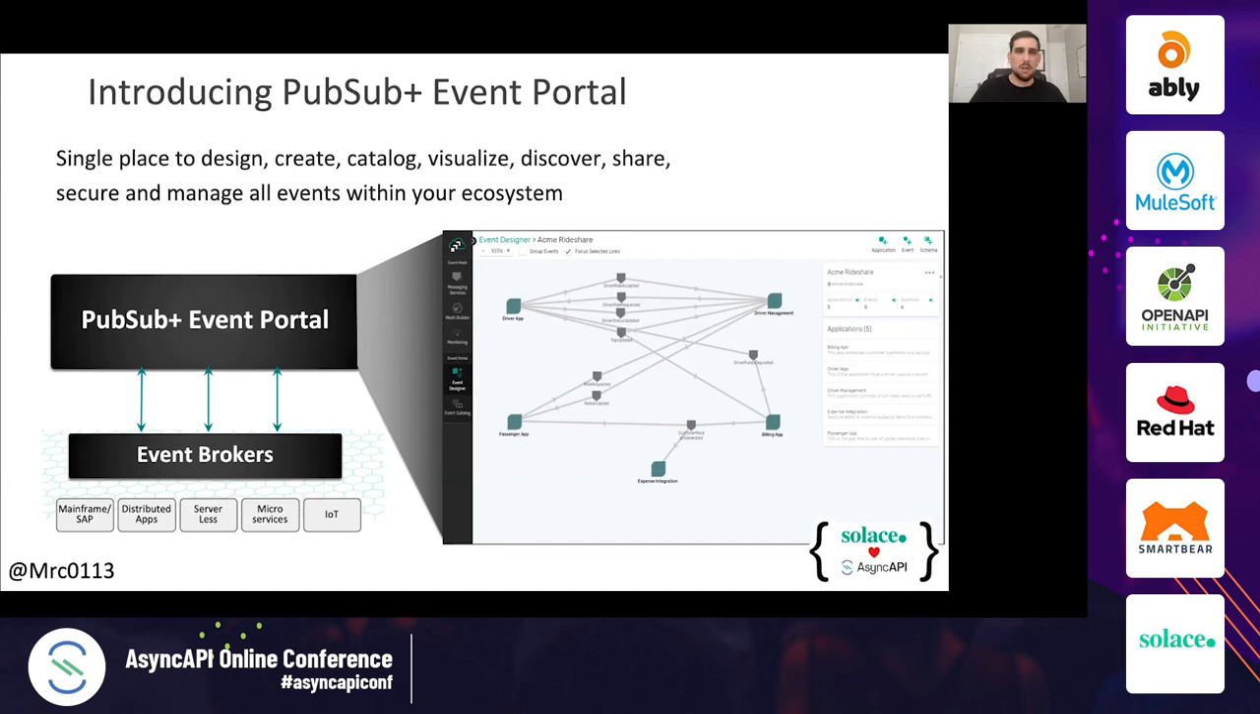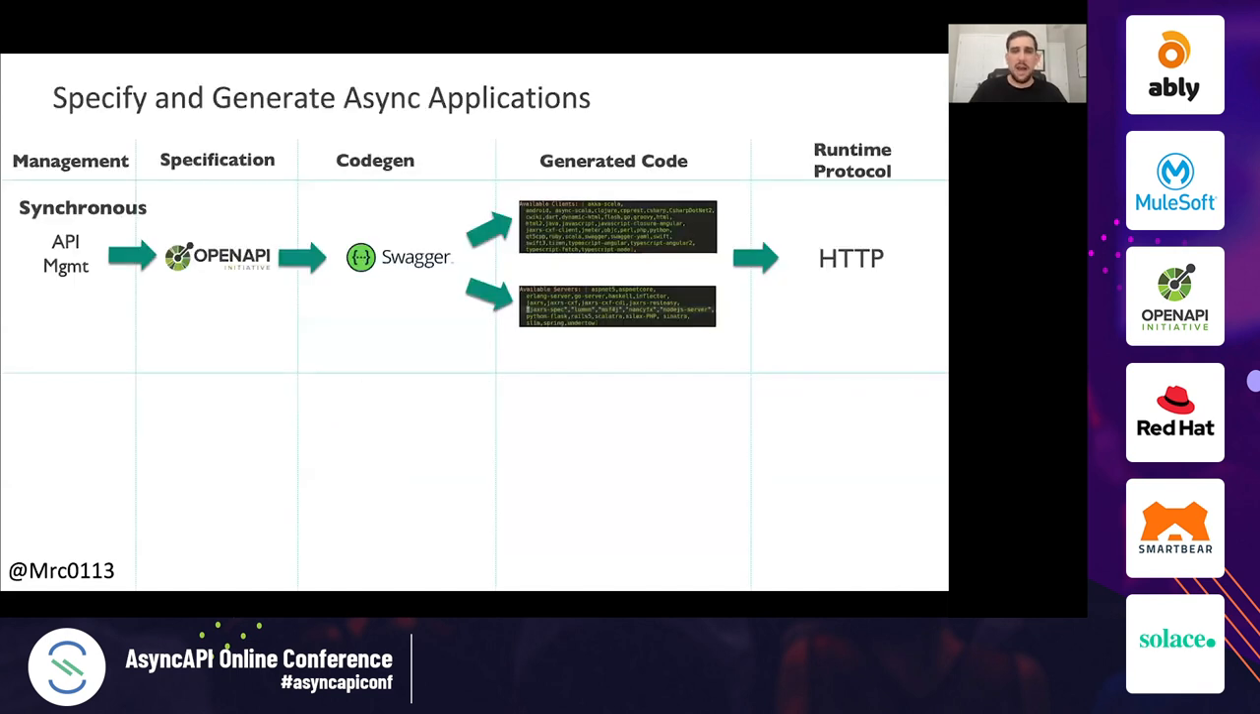So now, with the event portal available, we can have a similar experience as we have in the RESTful world. In the RESTful world, we have the API management tool, and it gives you a specification, an OpenAPI document defining your app. You use Swagger tooling to do code generation. You get generated code, and your apps communicate usually using HTTP.